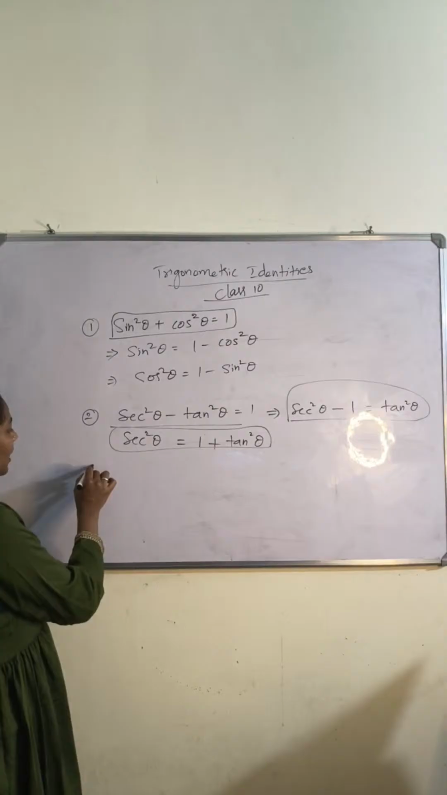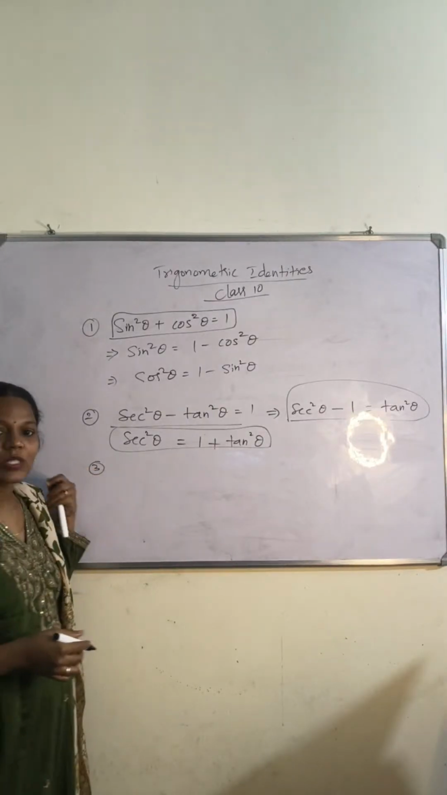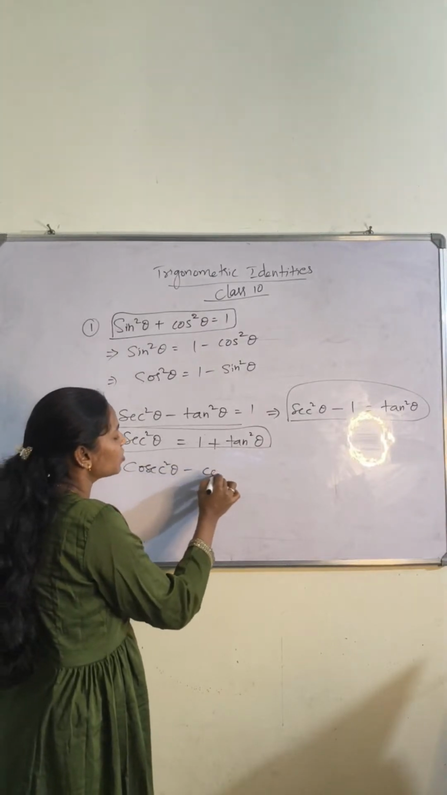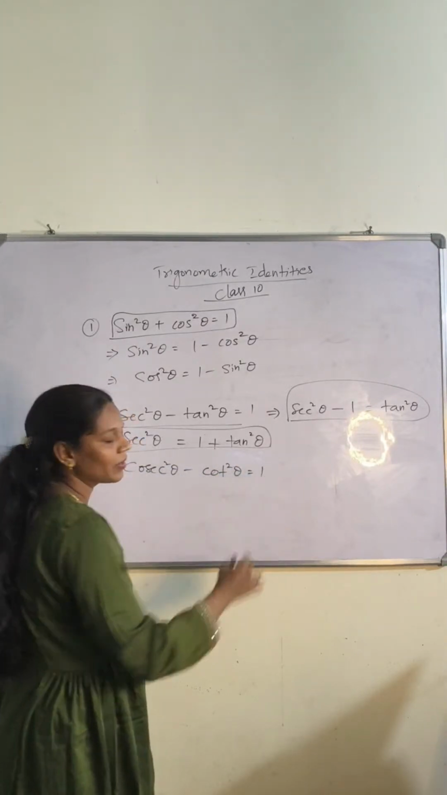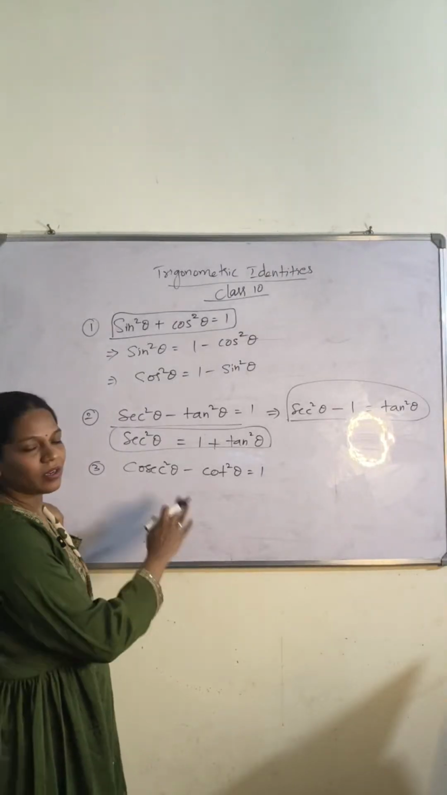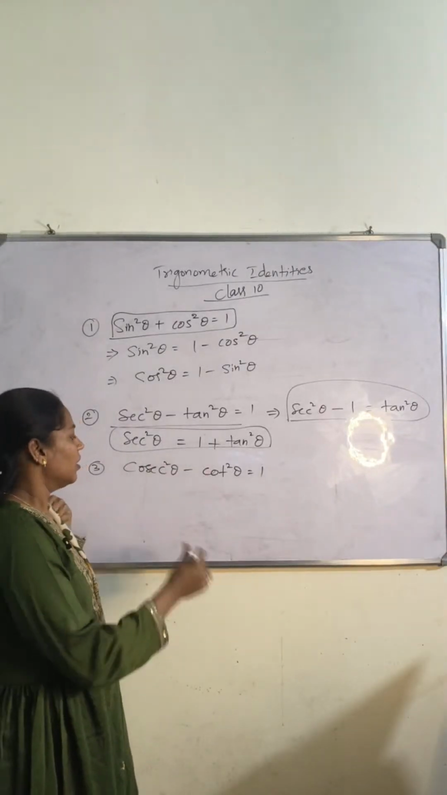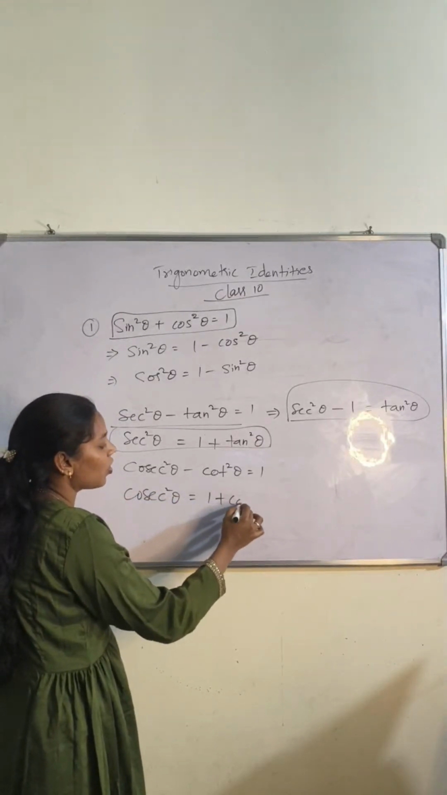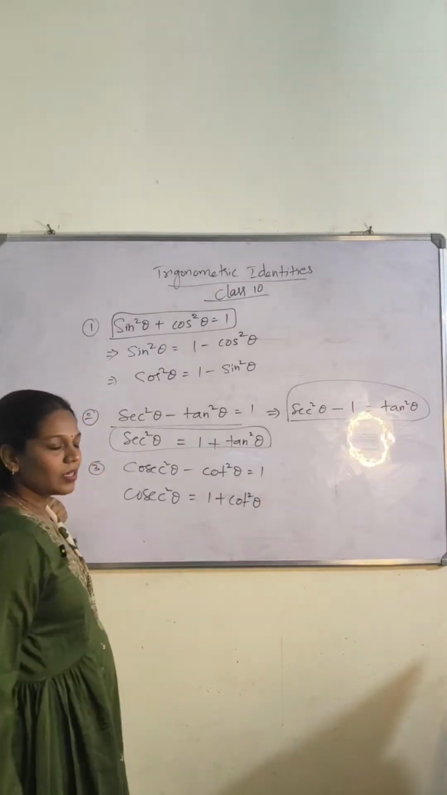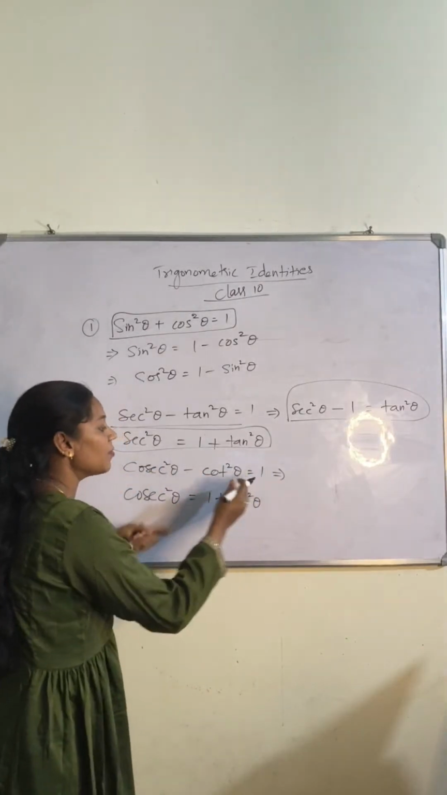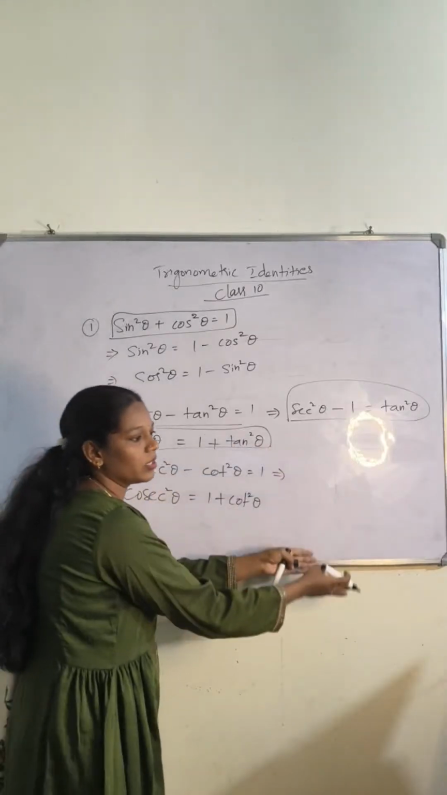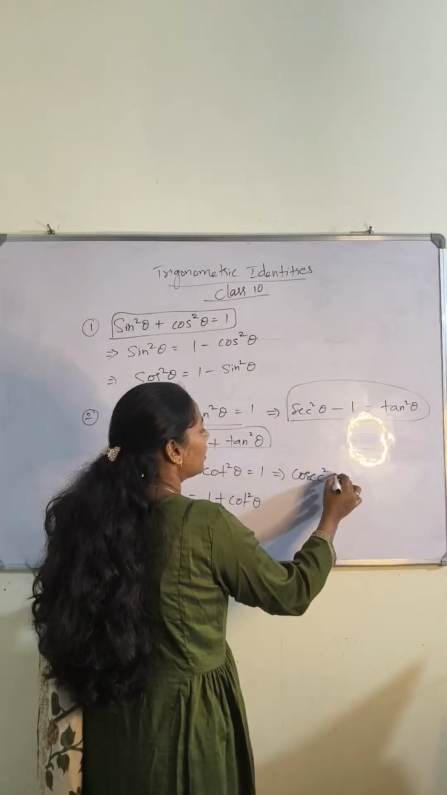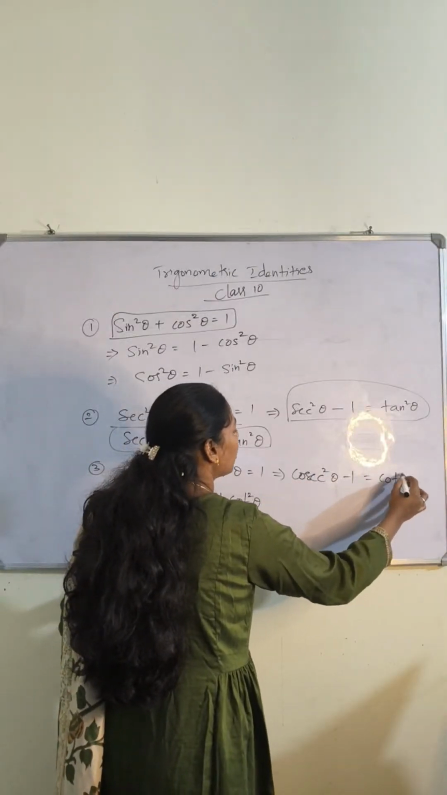Yeah, so the last identity relating cosecant and cot. So cosecant square theta minus cot square theta is equals to 1. So first form, transpose cot square theta, then it becomes cosecant square theta equals to 1 plus cot square theta. So the next inverted form, same thing. Let me transpose cot square theta to the other side, bring 1 this side, then it becomes cosecant square theta minus 1 is equals to cot square theta.